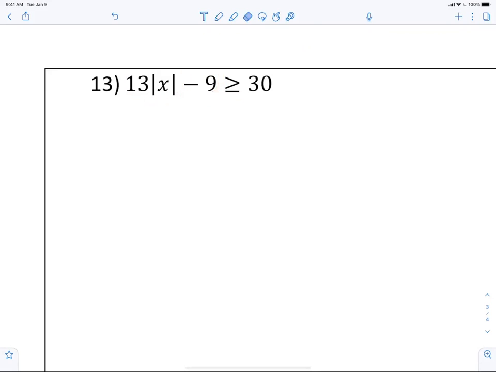So now state it again. What do I have to do first? You have to divide by 13. What do I have to do first? You have to add 9 and divide by 13. There you go. Because we're going backwards, correct? So add 9 and divide by 13 and tell me what you get. 3. Now what? Rewrite it. X is what? X is less than or equal to 3.